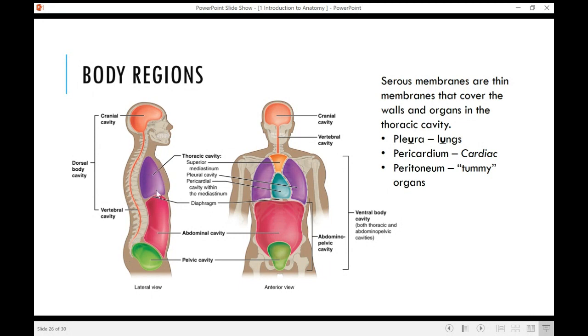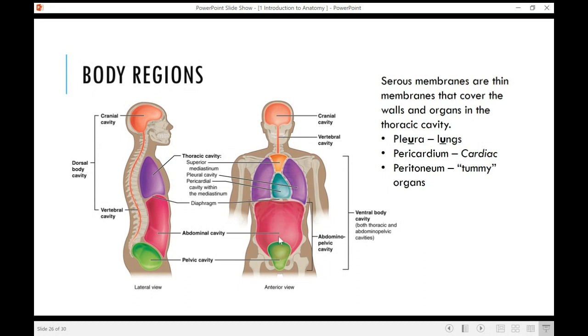You have the thoracic cavity. The thoracic cavity is going to contain the lungs. And then we have our mediastinum, which is right directly between the lungs. You can see there's the superior mediastinum as well as the mediastinum here where our heart is contained. These are the area between the lungs.